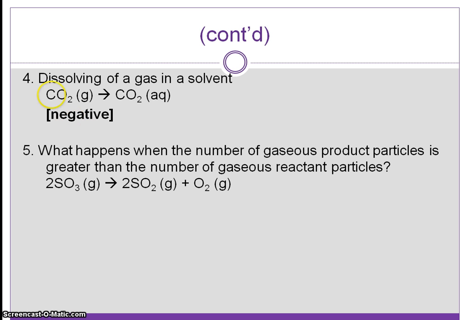For the next one, you're just going to look at the particles. So we have 2 on the left, we have 2 plus 1 is 3 on the right. So again, the more particles you have, the more chaos you have. So that's going to increase.